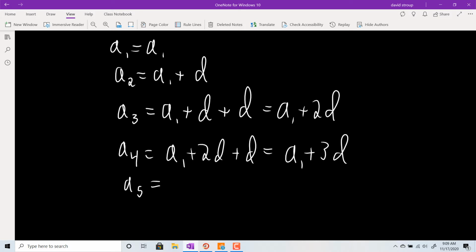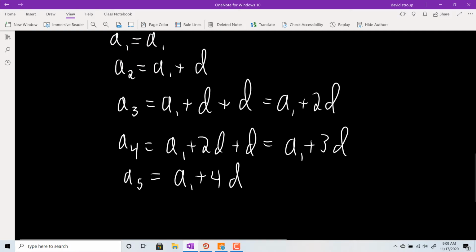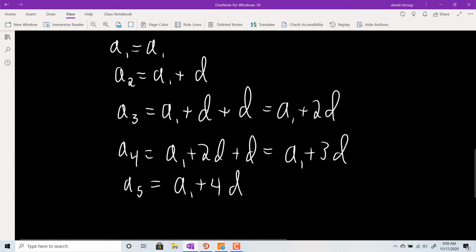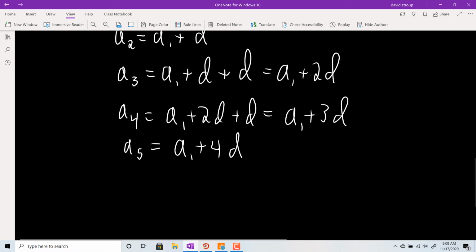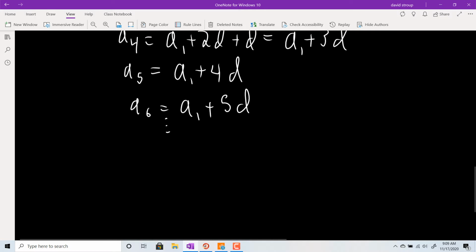You can kind of see a pattern here. So a sub 5 is a sub 1 plus 4D. So it's just a sub 1 plus 1D, a sub 1 plus 2D, a sub 1 plus 3D, a sub 1 plus 4D. A sub 6 will be a sub 1 plus 5D. And you can keep on going. Let's say a sub 20. What do you think a sub 20 is? Well, it's a sub 1 plus not 20D, 19D. It's always one less than the subscript, right?